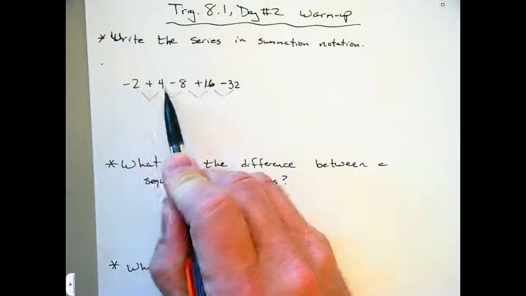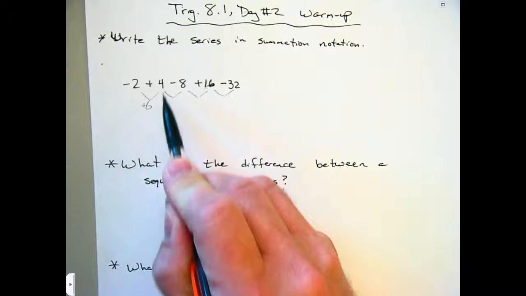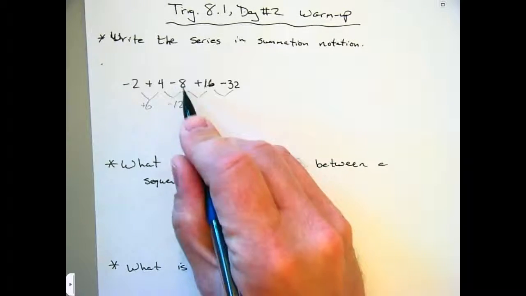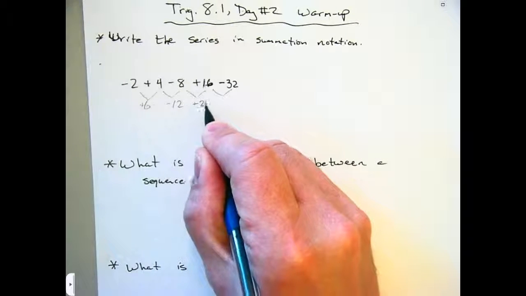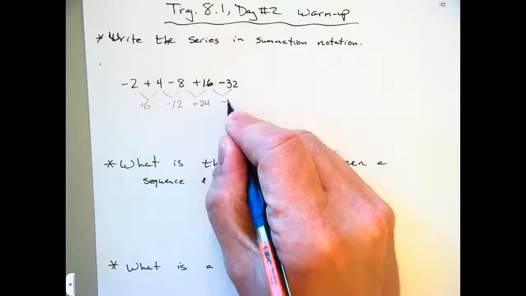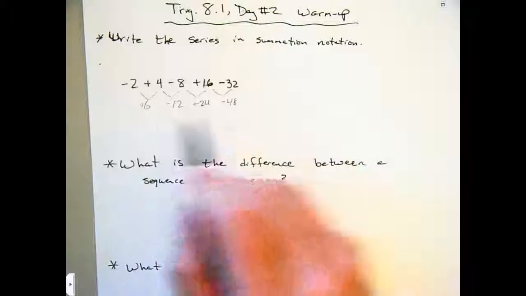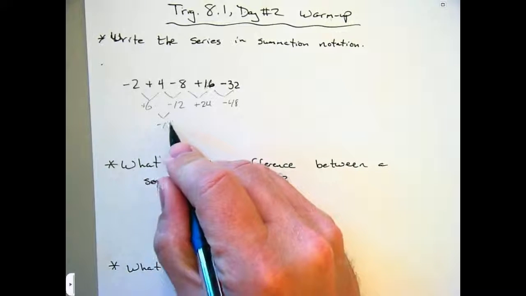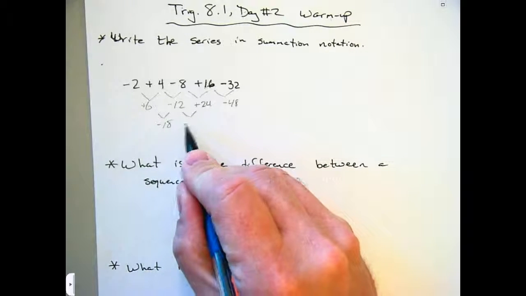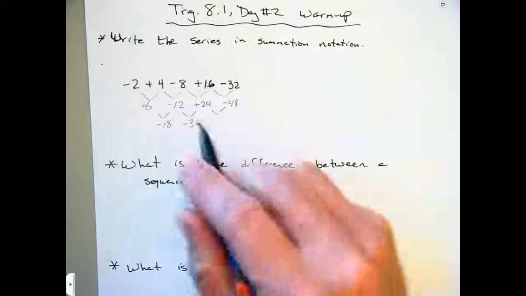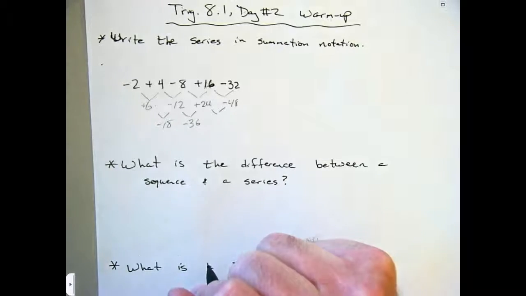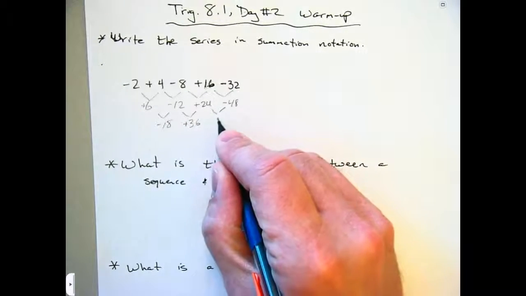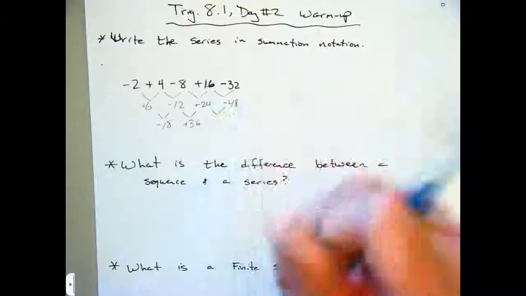So if I'm looking at this and figuring out my difference, that has a difference of 6, whereas this now has a difference of, from 4 to negative 8, negative 12. This one goes up 24, and this one drops down 48. Obviously the first level is not the same. If we go to the second level, this one drops down 18. This one drops down 36. So the second level doesn't appear to be the same either. Oh, I'm sorry, up 36. Thank you. And this one then drops down 72.